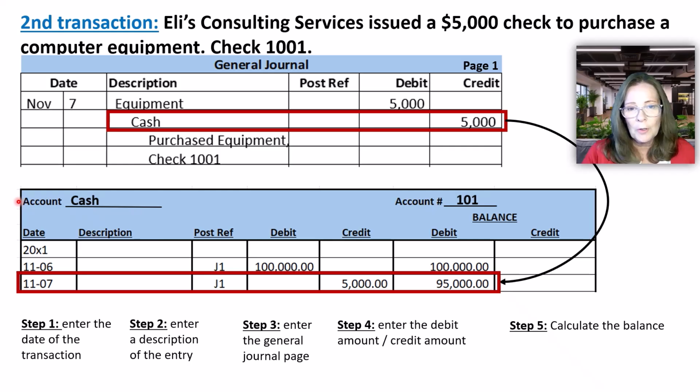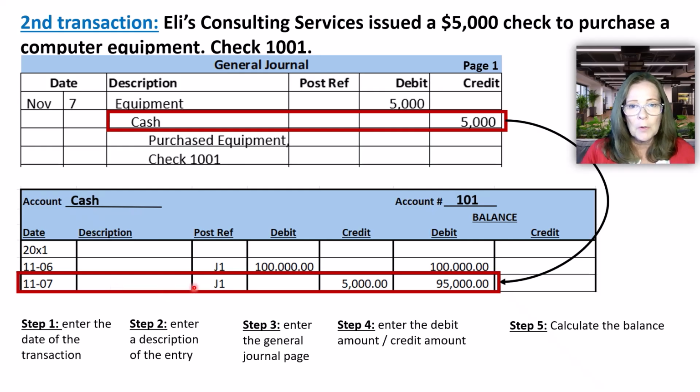We pull up the general ledger account for the cash account 101 and follow the same posting steps for this account, except that this account already has activity listed from November 6th. To post the November 7th transaction, we start with step 1 of the posting process by writing November 7th into the date column. Step 2 of the posting process is to enter a description. As a reminder, in practice, there should be a description, but our textbook did not include one.